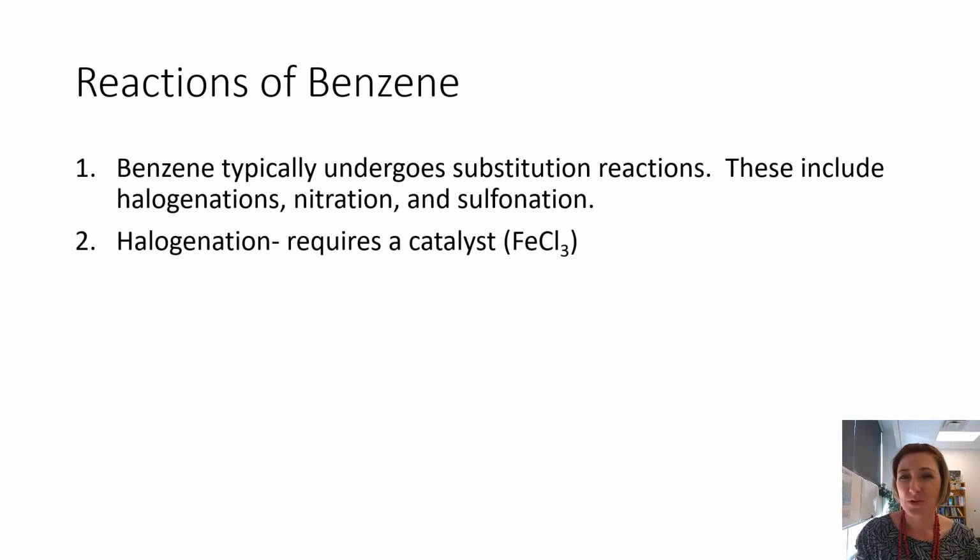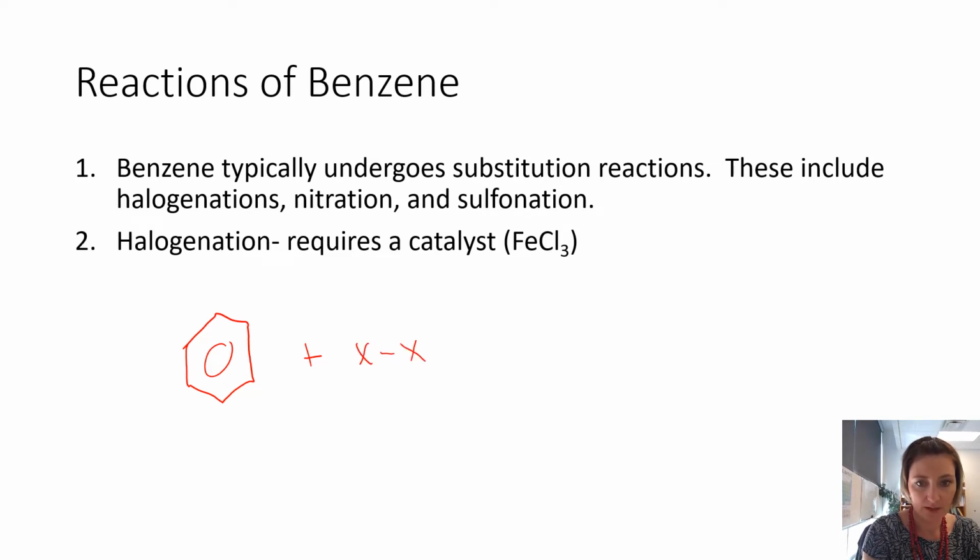Halogenation is our first one. It's going to require a catalyst. Typically, we'll use iron(III) chloride. So generally speaking, when we have this reaction, we're going to start with a benzene ring. And we are going to add to it a halogen. In this case, we'll just say it's a diatomic element in the presence of iron(III) chloride.